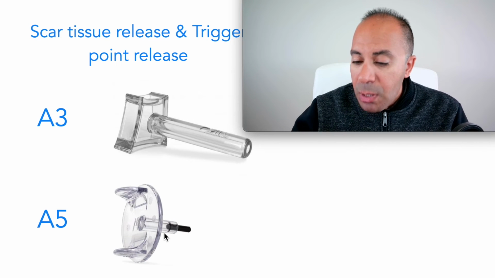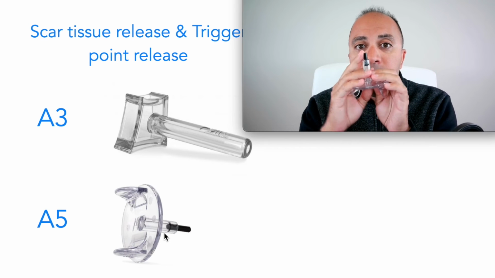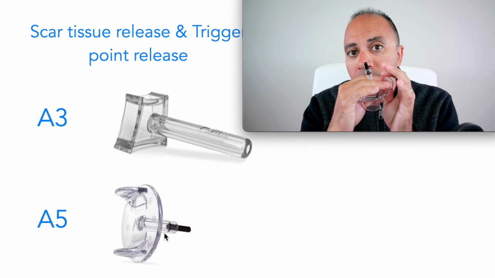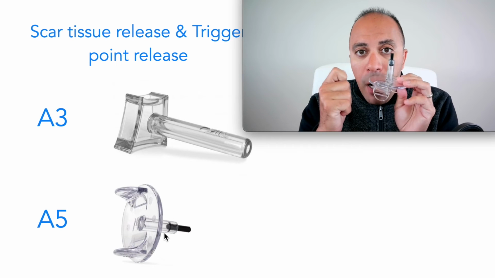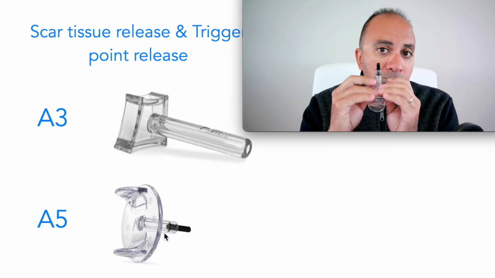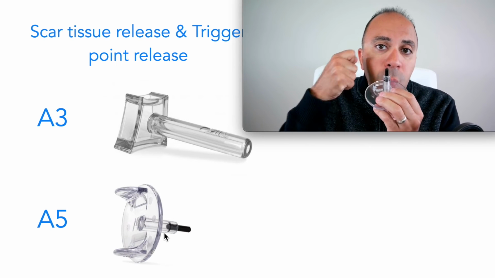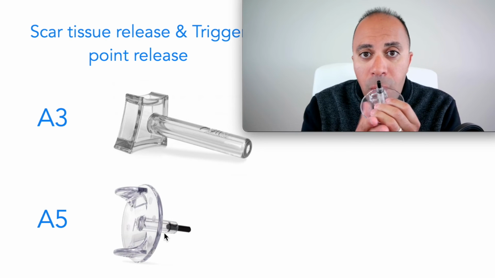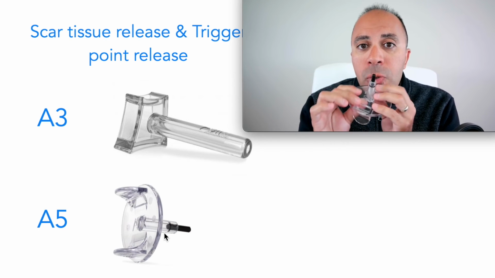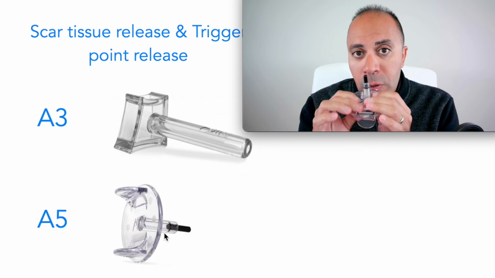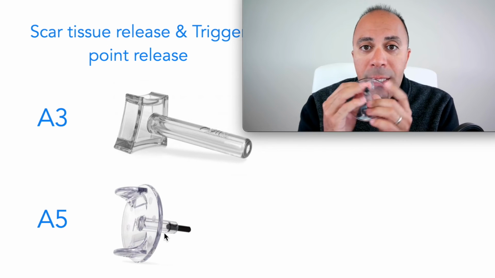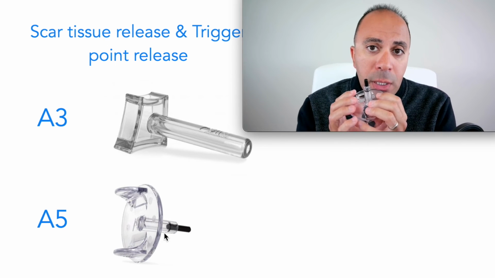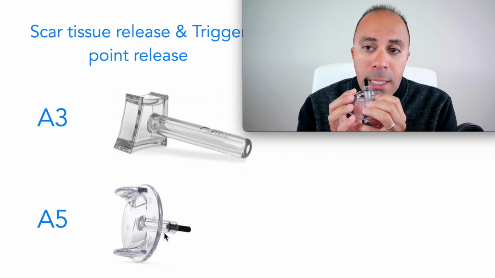And for deep scar tissue, I use the A5 to go deep enough to break deep scar tissue. That's why I said foam roller and massage are not effective, because it's impossible to go deep enough with the knuckle or the foam roller to do deep tissue release. We have to have a mechanical force on that adhesion area to do the release.